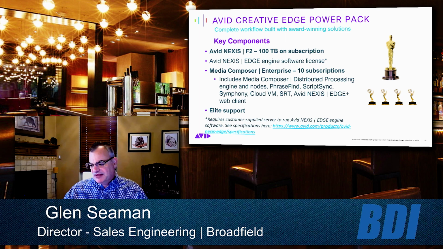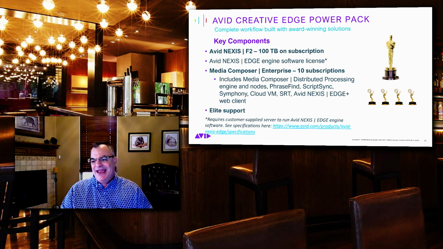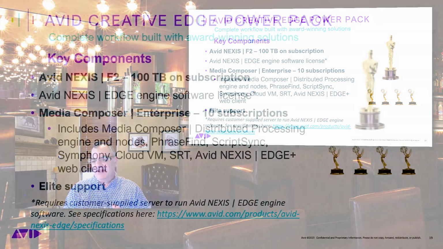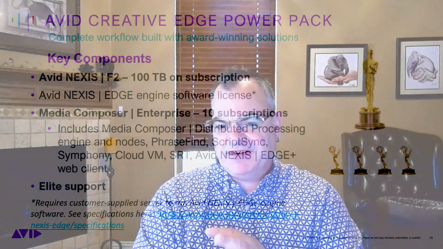Not everybody needs to have that. That's really designed more for the folks that are going to be remote. So you get 10 licenses, 10 subscriptions of Media Composer Enterprise, and you get the elite support. And that's another beauty too. I think we've got a slide coming up on that. But with all of these, you're getting Avid's top tier support. So you've got the storage, the Nexus Edge software license, 10 Media Composer Enterprise licenses, and elite support. So you add your server and you're done.